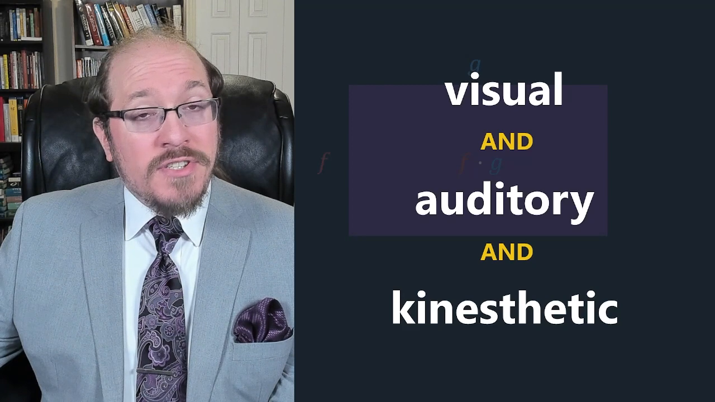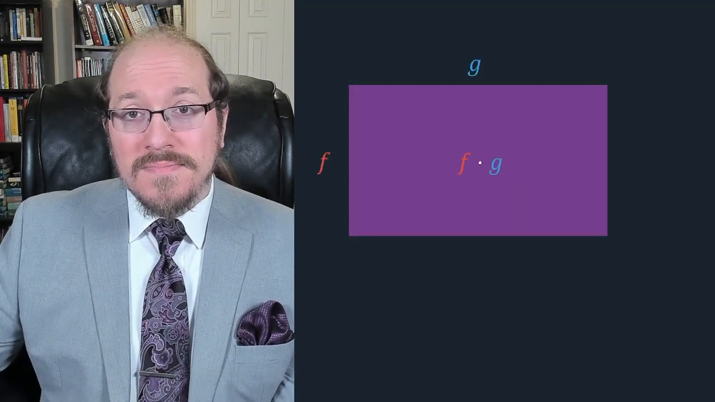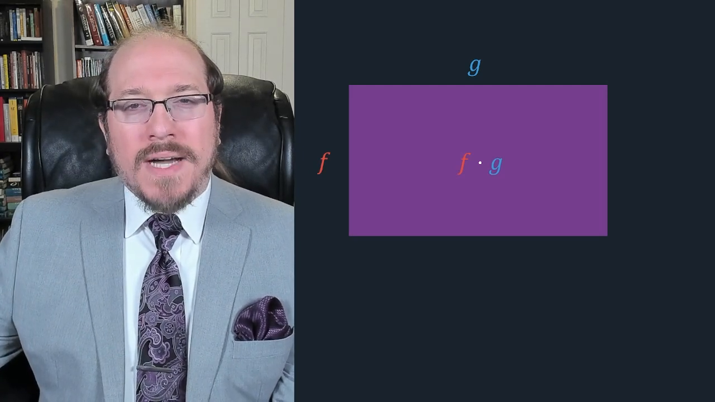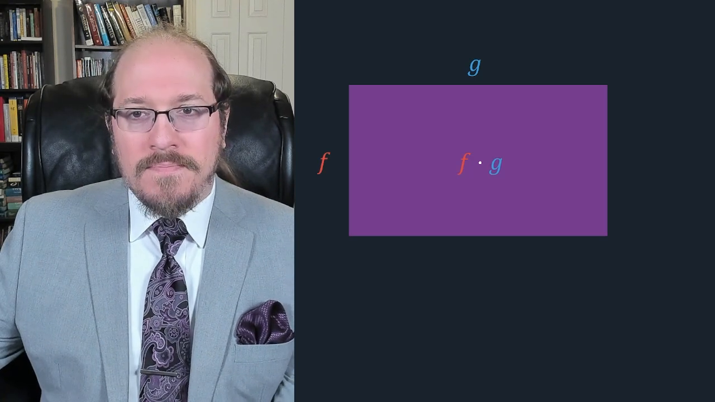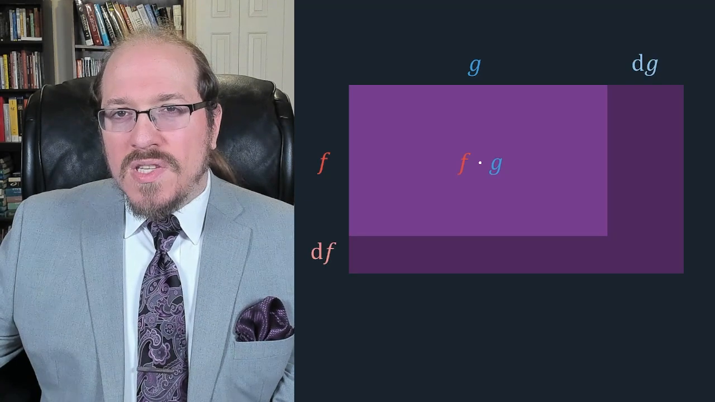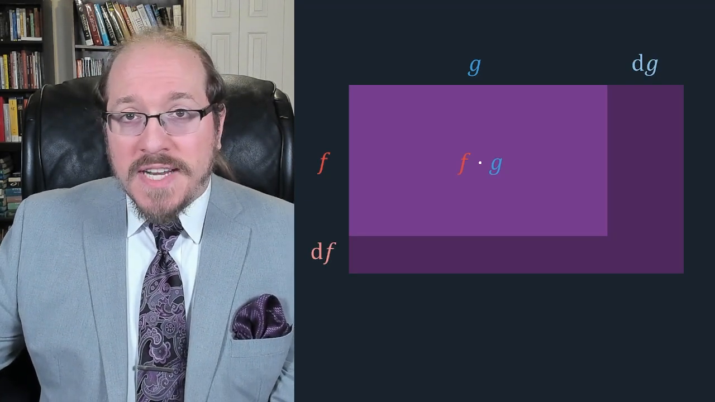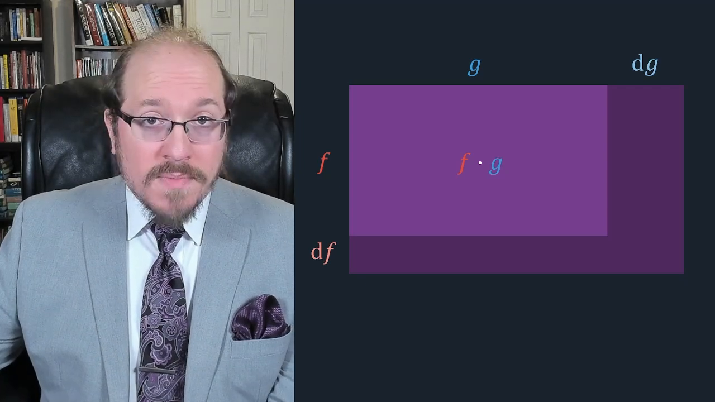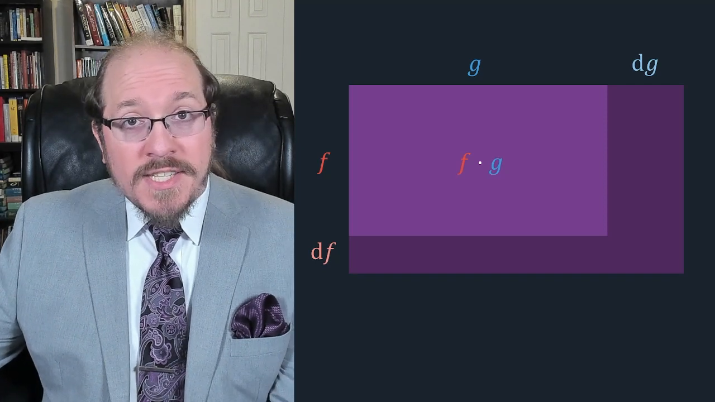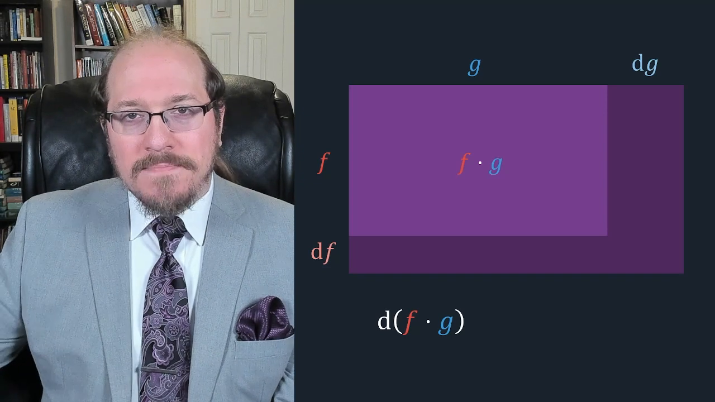And my favorite intuitive picture of multiplication is the area of a rectangle. In this picture, we've got the length and width of a rectangle being controlled by two quantities f and g, in which case the area is f times g. Now, suppose we nudge those two dimensions by a tiny bit. f changes by a small amount, df, remember we called that a differential, and g changes by a small amount, dg. How much does the area f times g change by?